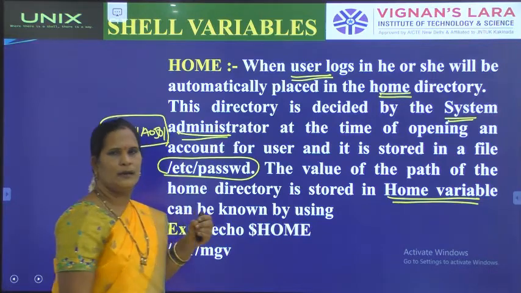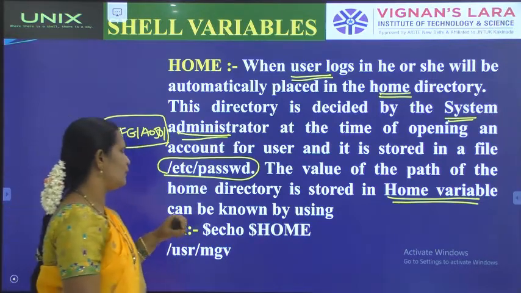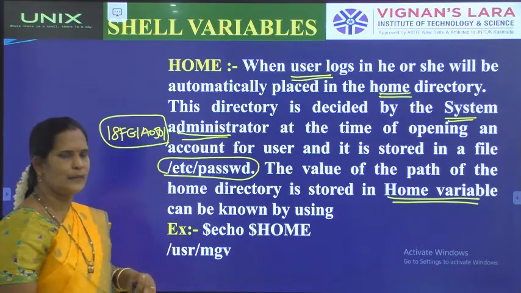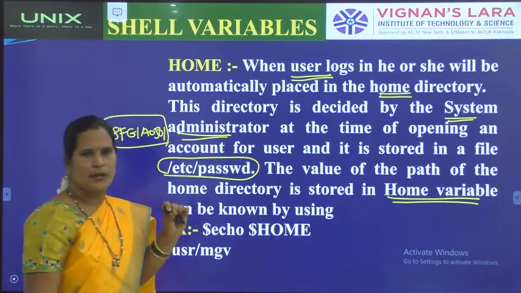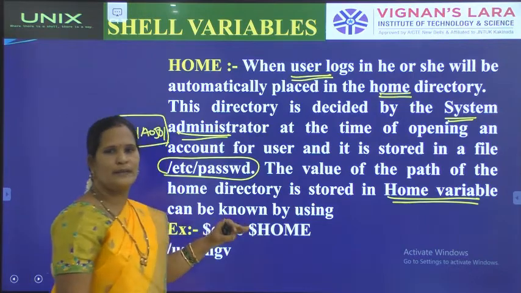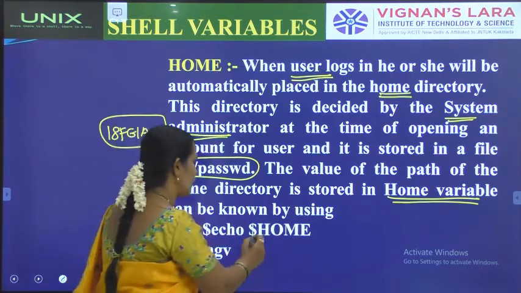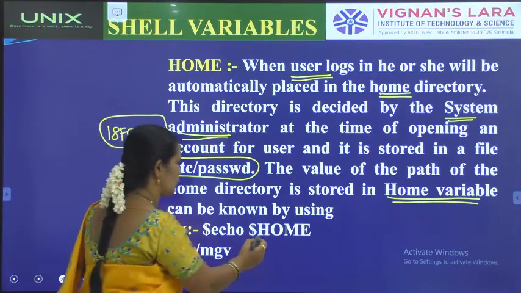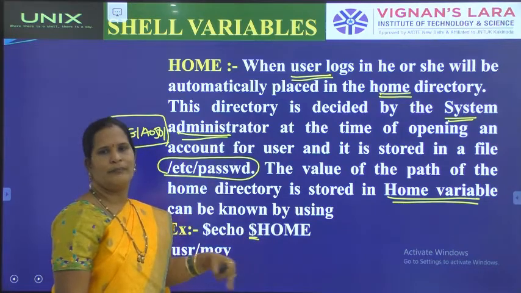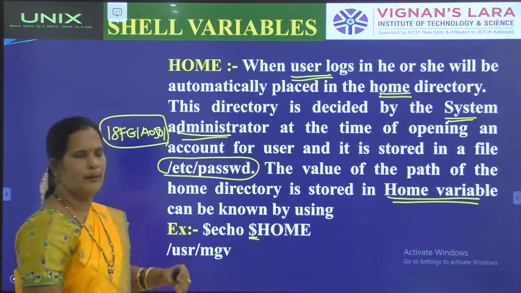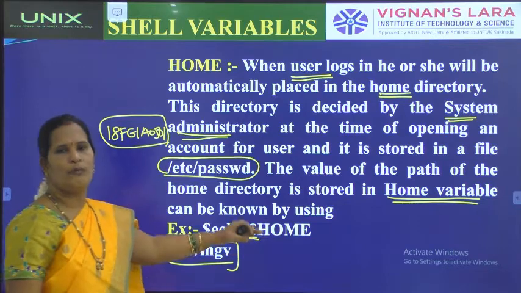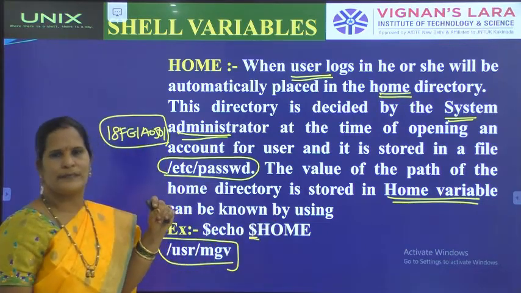We can view the value of that HOME variable by using echo space $HOME. Whenever we need to print any message or any value, we use echo, because it works just like a printf statement in C language. Whenever we are getting the value of any variable, we have to precede that variable with a dollar symbol. So echo space $HOME will print the value of the HOME variable, for example, /usr/mgv. This is the value of the HOME variable. This is also a system variable.